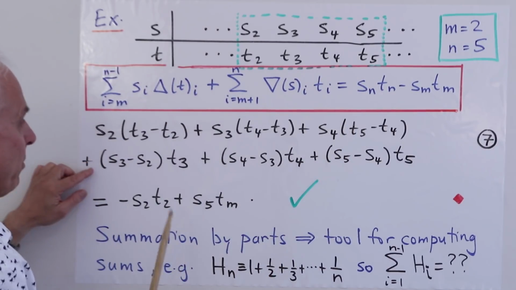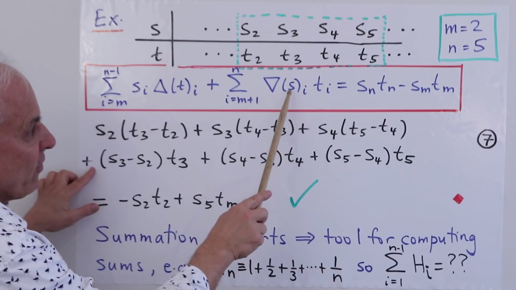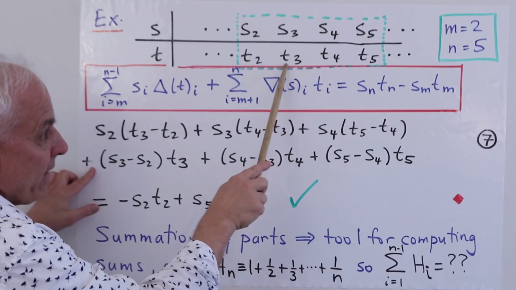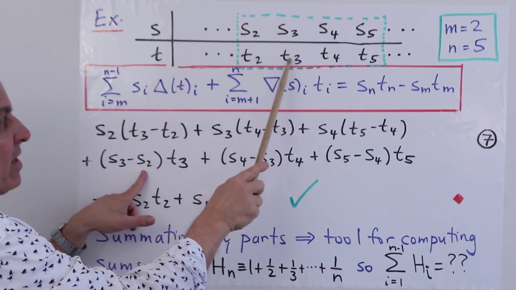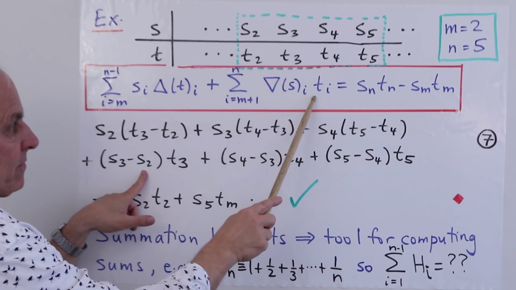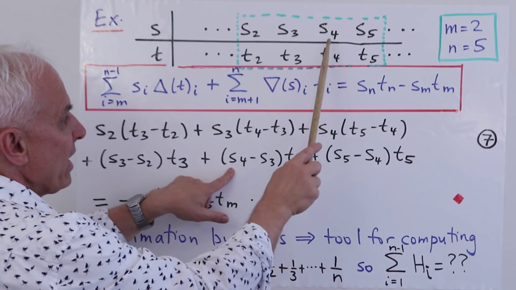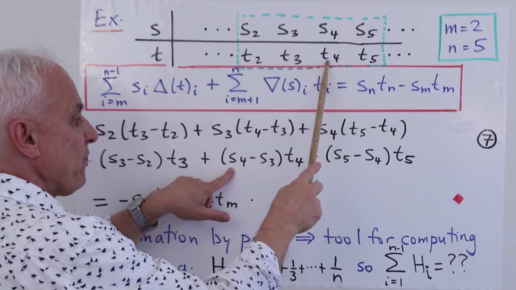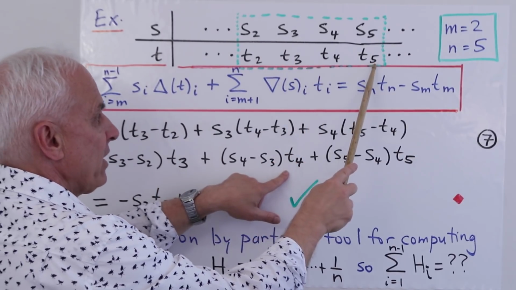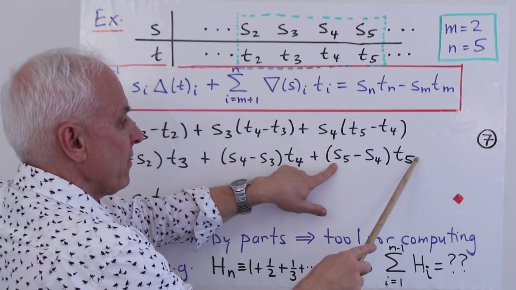Okay, so the first term will be, here's the 3 case. We take the backwards difference of S at 3, namely S3 minus S2, there it is, times T3. The next value, we have i equals 4. We get S4 minus S3, that backwards difference, times T4. And finally, this last one, S5 minus S4 times T5.